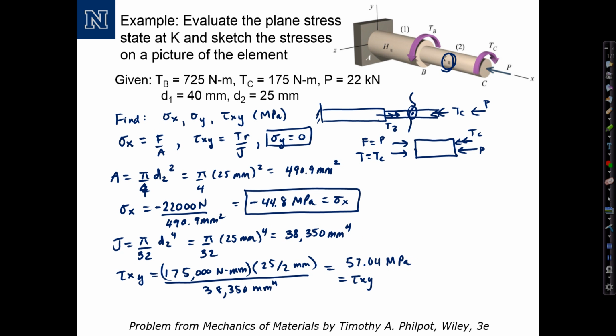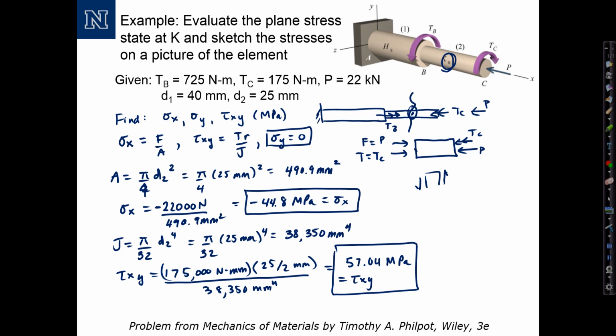And what about the sign? Okay, if we visualize the torque, this torque in the direction is going to cause twisting like this. Okay, it's going to cause the shaft to twist about itself in that direction. And so the shear stress would be positive by inspection.